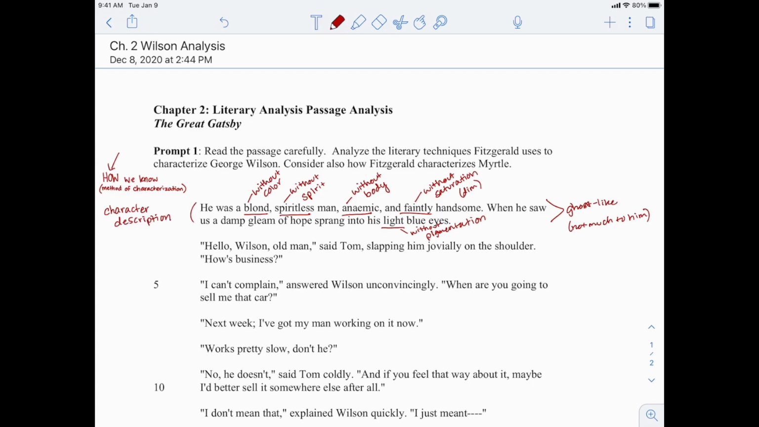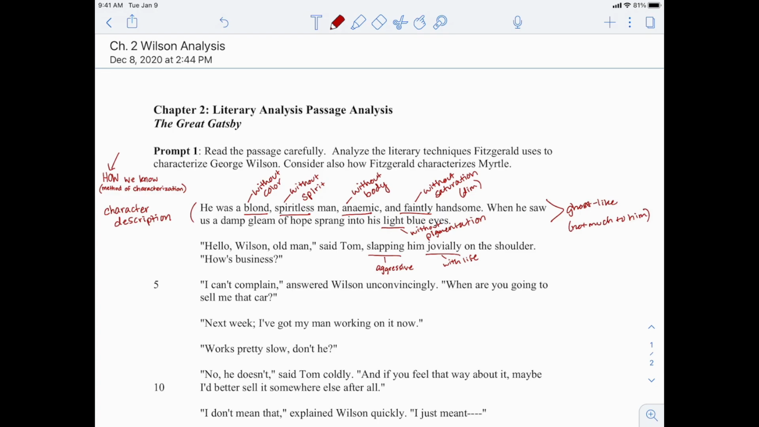Let's look at the next little bit. "Hello, Wilson, old man," said Tom, slapping him jovially on the shoulder. "How's business?" Let's look at these two words here. Slapping him jovially. Jovially would be like in a laughing manner or with life. And he's slapping him, which I know we're doing it jovially, but still it's kind of an aggressive move, isn't it? And we know Tom to be aggressive already. So aggressive with life, which of course is in contrast to George Wilson, who is without life.